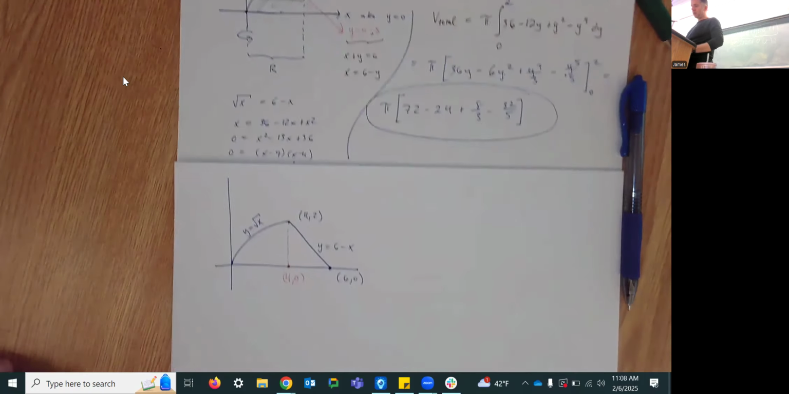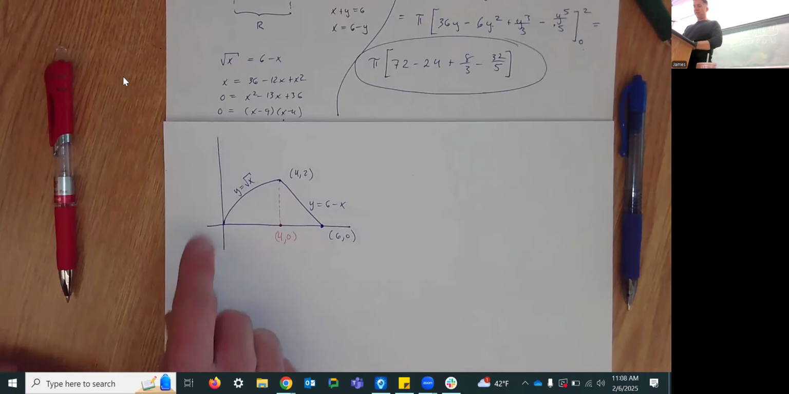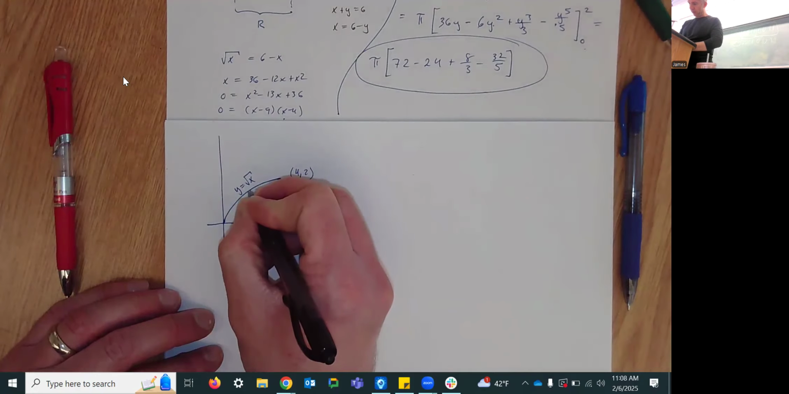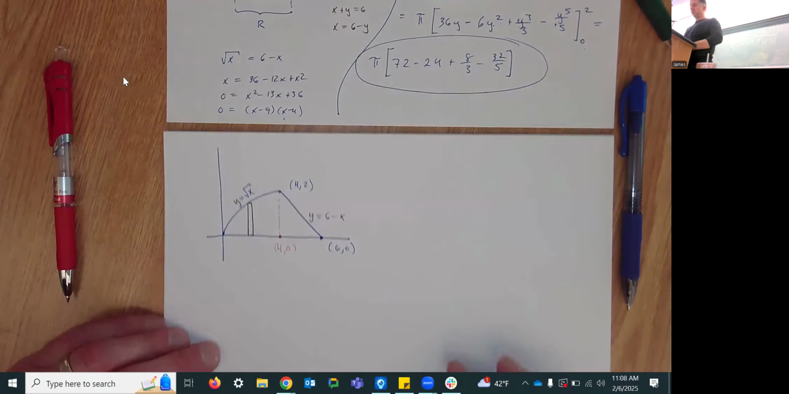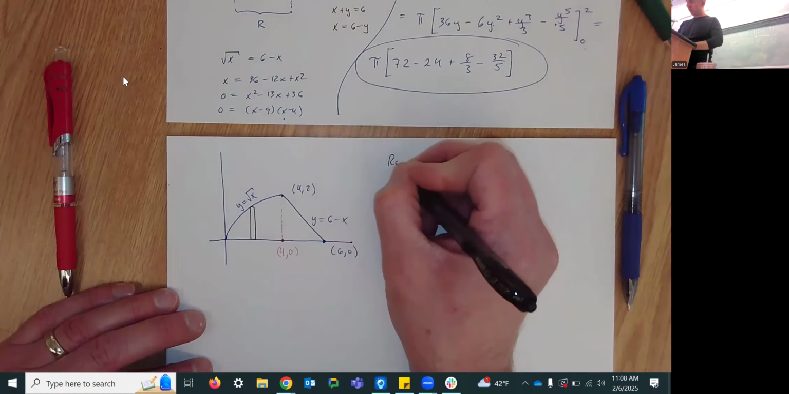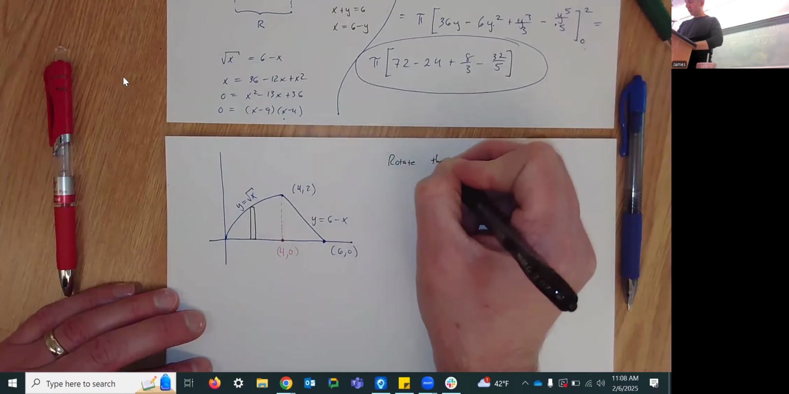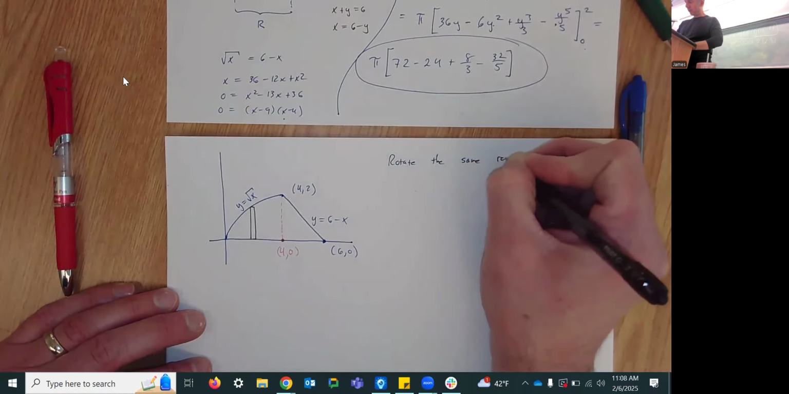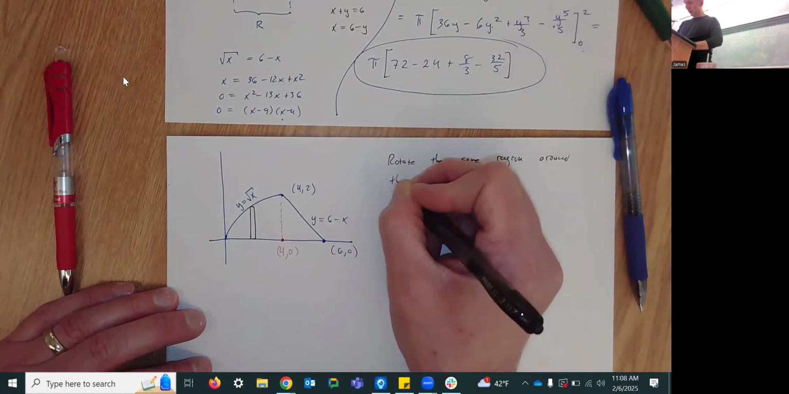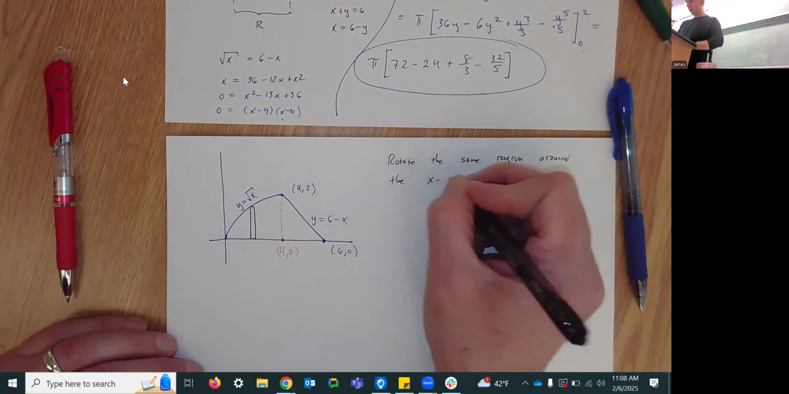So from 0 to 4, we're going to draw a vertical strip. I should maybe be a little more circular. So let's rotate this region around the x-axis. Let me write the words. Rotate the same region around the x-axis.